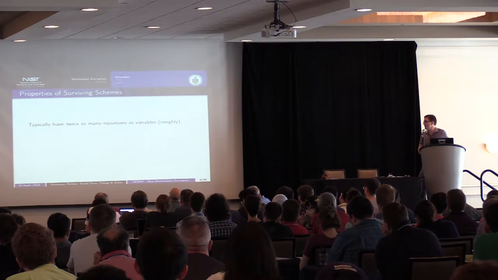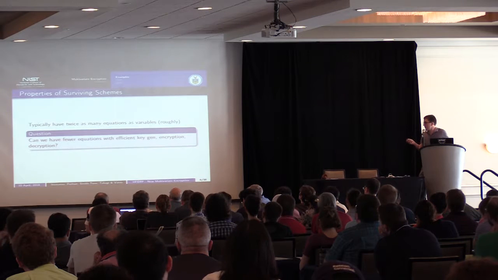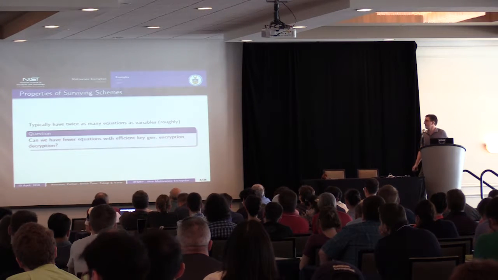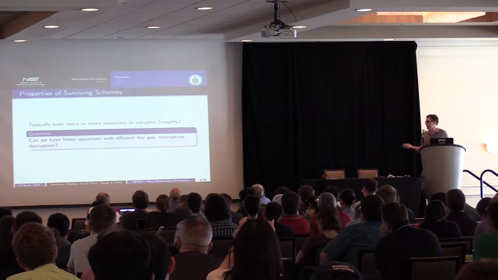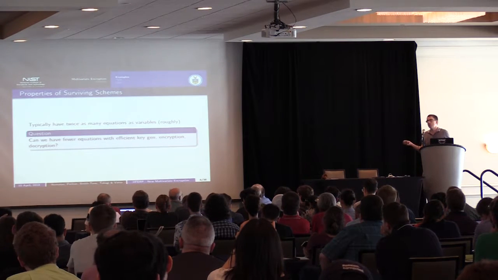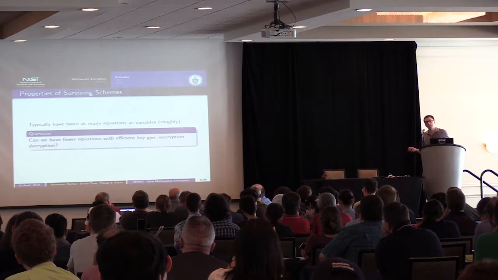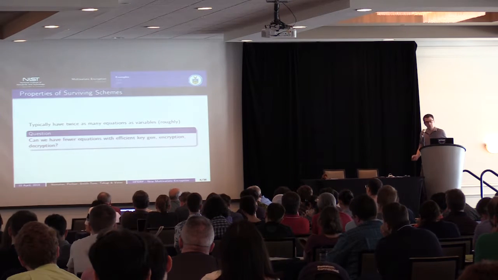So there's a trade-off. But an interesting question is, can we have fewer than double the number of equations relative to variables, and still have efficient key generation, encryption, and decryption? That's what SRP really tried to accomplish, and that's what we're trying to accomplish with our scheme as well.